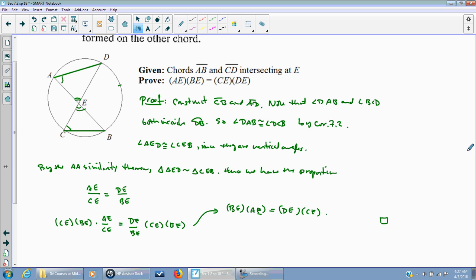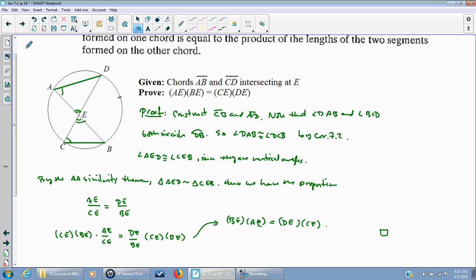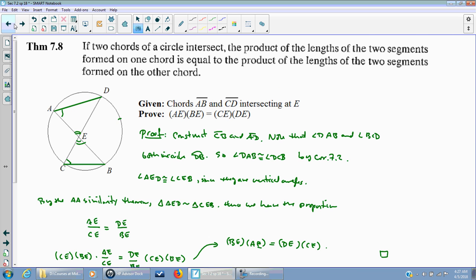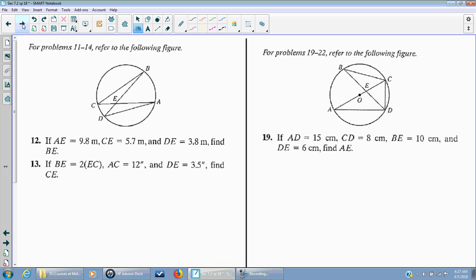So let's do an example then. I have a couple of examples to remember them. Problems 11 through 14 refer to this figure. I have several chords here, 4 different chords. On number 12, AE is 9.8, CE is 5.7, DE is 3.8, and BE is what we're after.